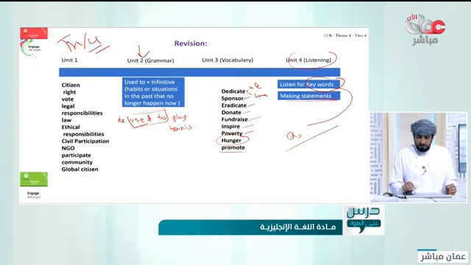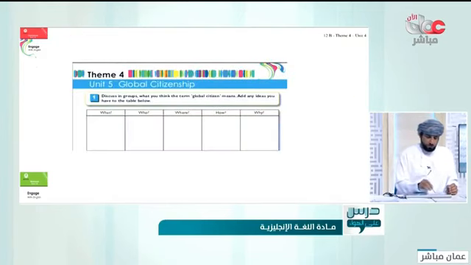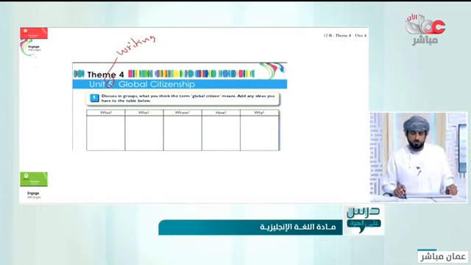The second thing, making statements. So sometimes you make statements, and we are going to use it here. You make a statement and try to define the statement, or try to explain it. So all these things we will use, inshallah, for this unit, which is theme 4, and unit 5, which will focus on writing.